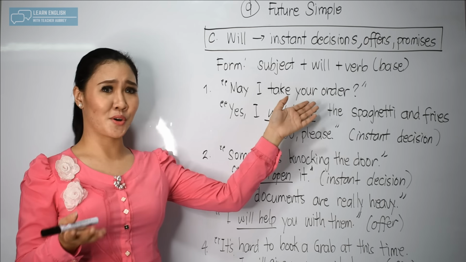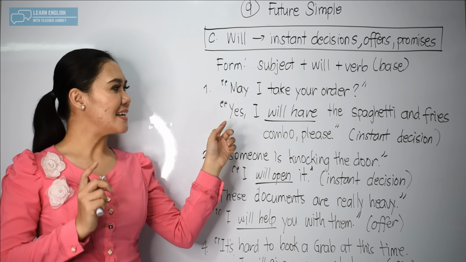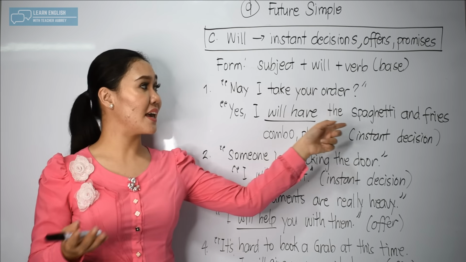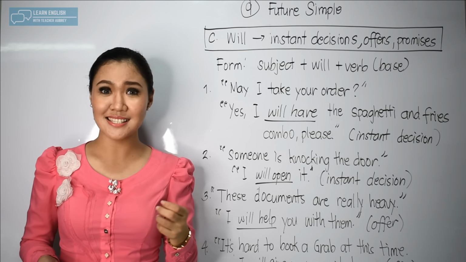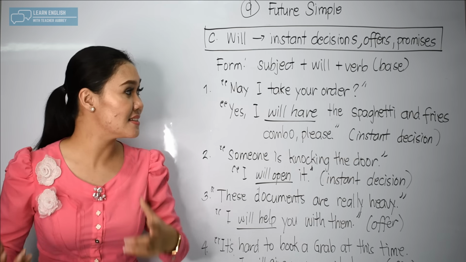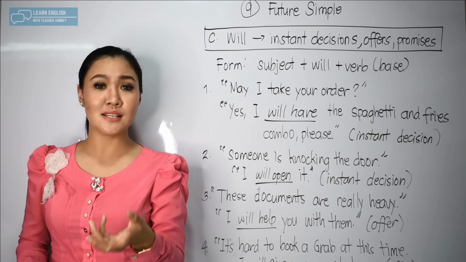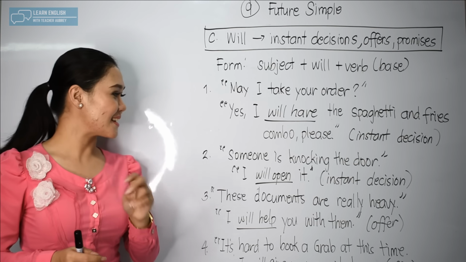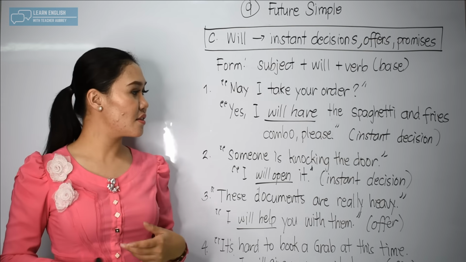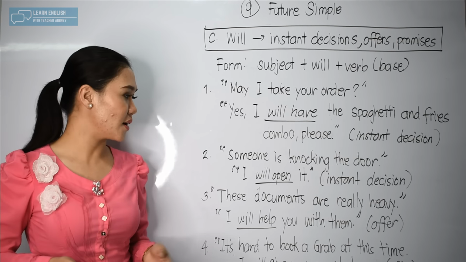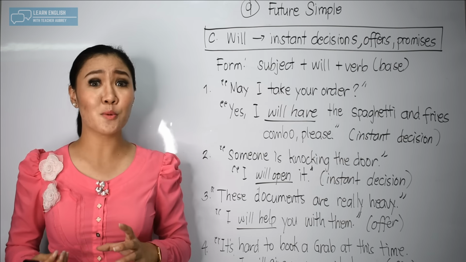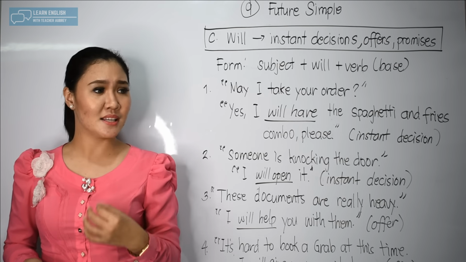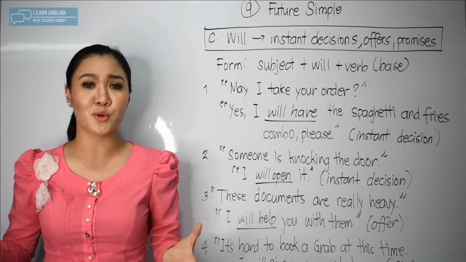May I take your order? At ang sagot mo, yes, I will have the spaghetti and fries combo, please. So that is an instant decision na ngayon mo lang mismo naisip dahil tinatanong ka ngayon kung anong order mo. Next, number 2. Someone is knocking on the door. I will open it. Dahil may kumakatok ngayon sa pintuan, ang instant decision na naisip mo ay bubuksan mo ito.